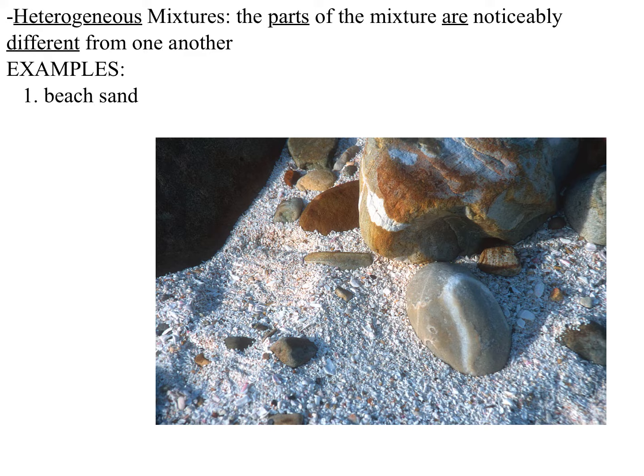Heterogeneous mixtures are mixtures that are not uniform. So even if you see a picture of a beautiful beach with white sand, and from a distance all that sand looks the same, when you get up close and you pick up some sand in your hand, you will see that all those pieces are not the same. And so sand is an excellent example of a heterogeneous mixture.